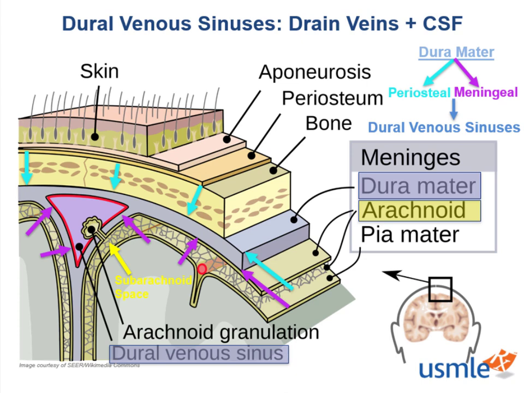The "oid" ending means "like," and arachnoid refers to the spider-like appearance of this layer, as it has spider web-like extensions. Overall, the cerebrospinal fluid enters into the dural venous sinuses from the arachnoid granulations, which drain directly into them as shown. Lastly, the pia mater is the meningeal layer that adheres tightly to the brain tissue, shown here in green.